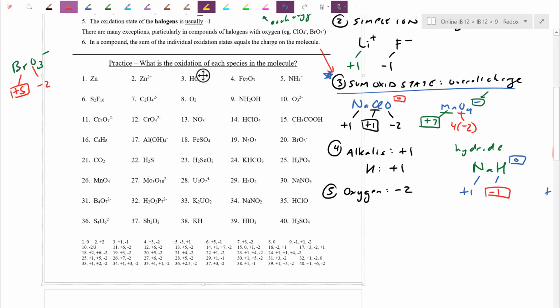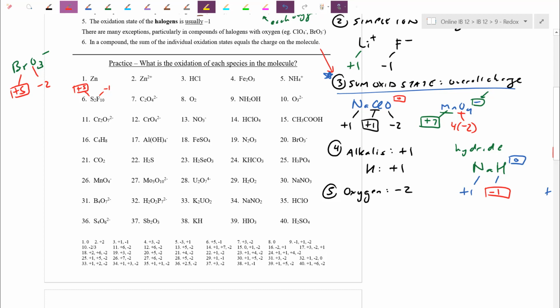Let's go S2F10, right? Well, if this were ionic, I know actually it's a covalent compound, but if this were ionic, the halogen would have a -1. That would be a -10. What charge does sulfur have to have? 2 of them, actually counterbalancing that to give an overall charge of 0. So that one there should be a +5. So sulfur is like having a +5 oxidation state.